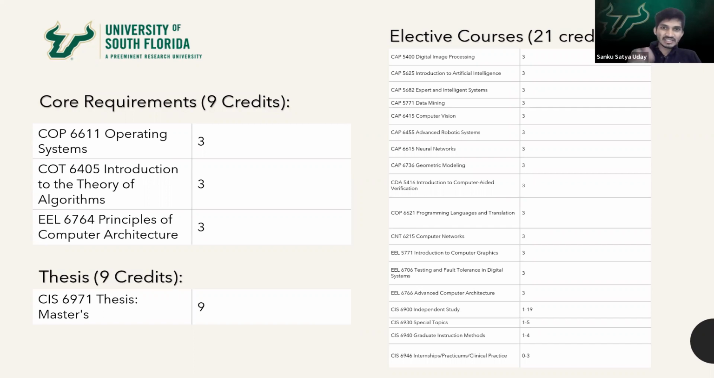And in the elective courses, we need to maintain around 70 to 75% in order to satisfy the requirement for the master's degree course.